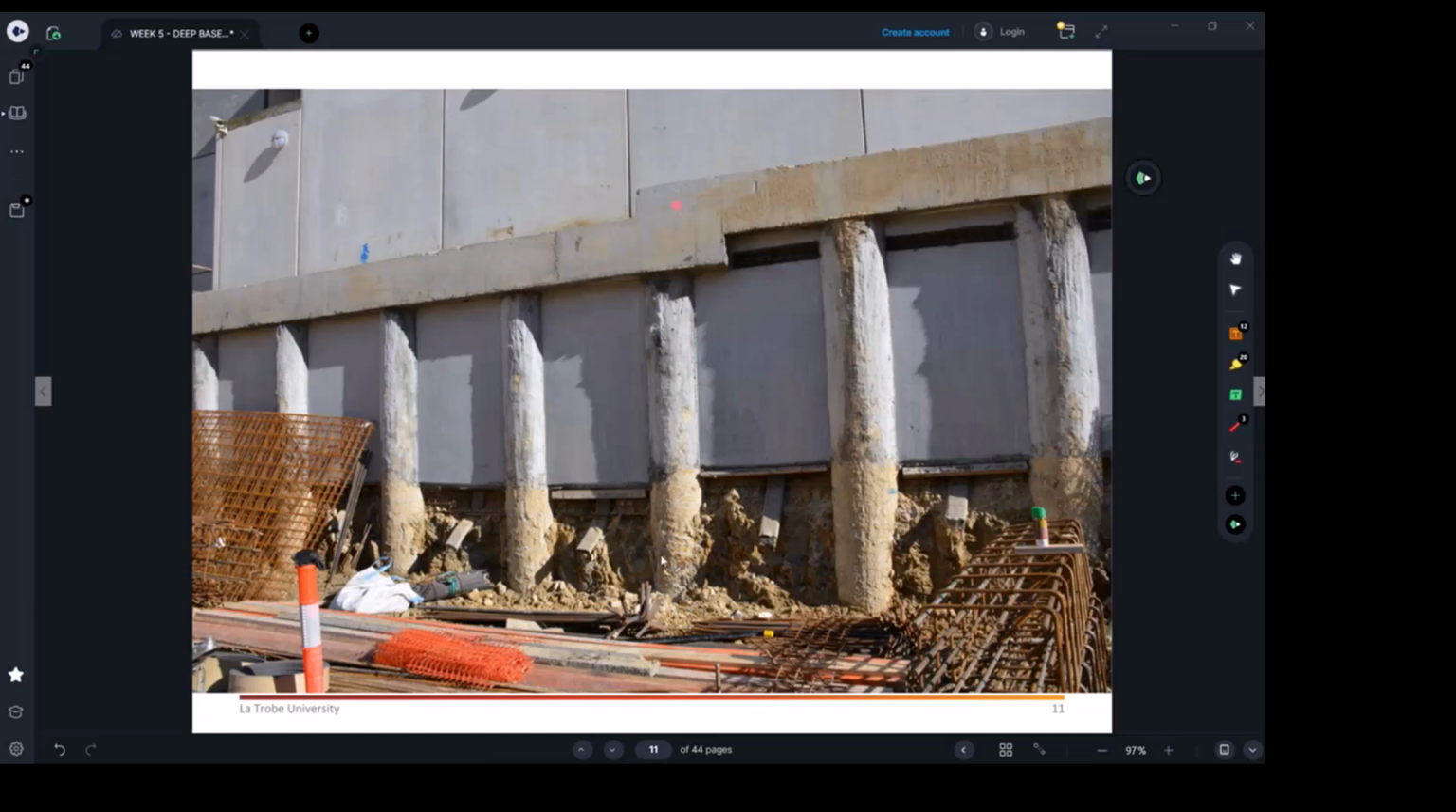Just a rule of thumb: if the basement is here, the pile will get into the ground 2 times the height of the basement. So if this basement height was 3 meters, say this is 3 meters, how many meters is the pile going to get into the ground? Can someone answer? Assume this is the natural ground level. 6 meters, sir. Correct, 6. So overall, it is 9.